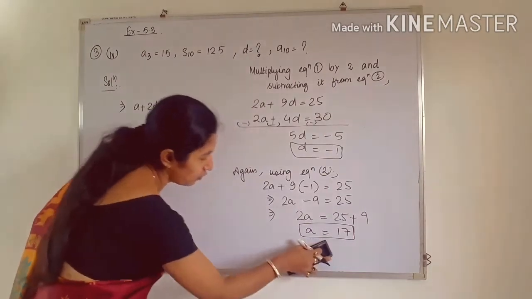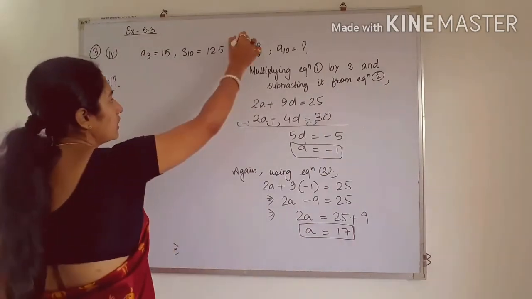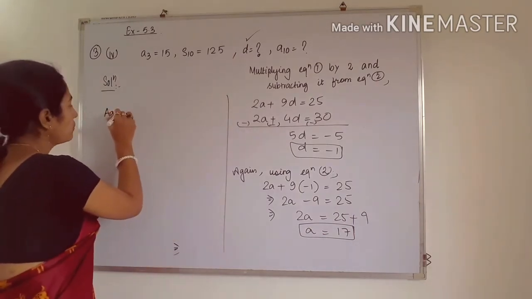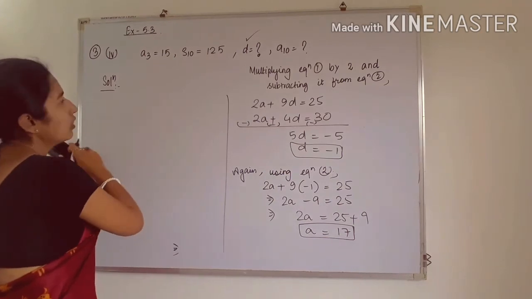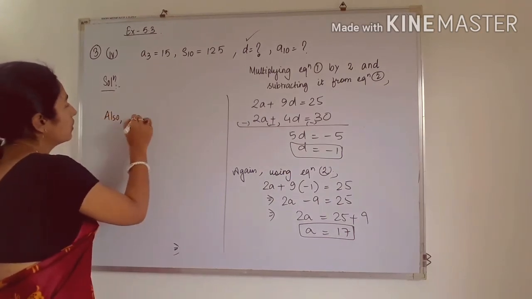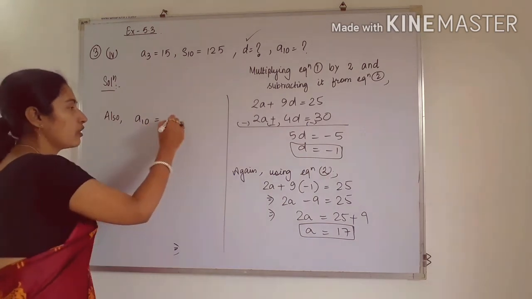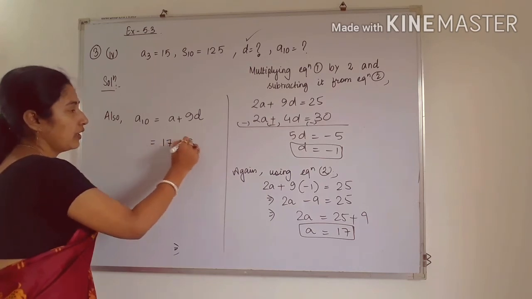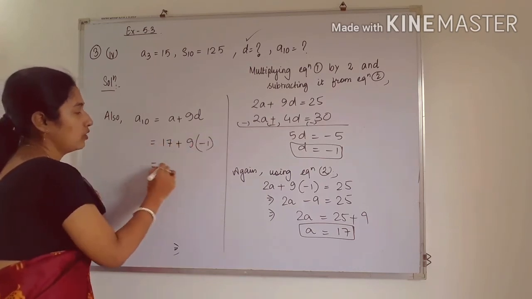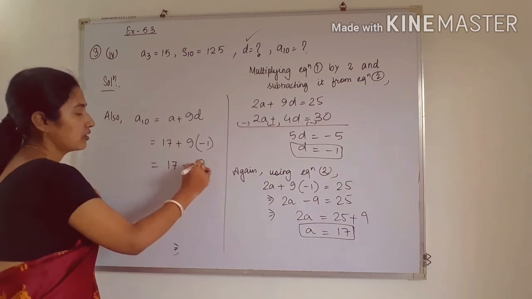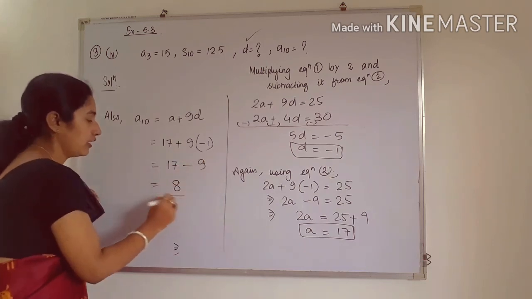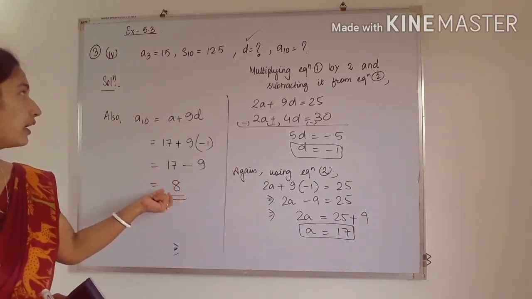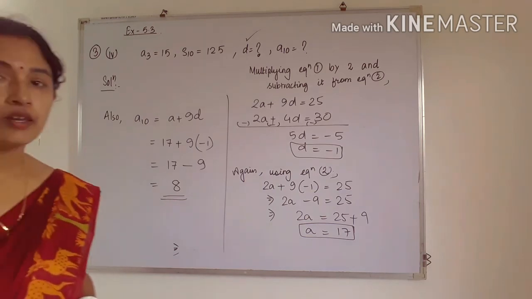Now what is the rest we have to find? Already we got d, now we have to find the value of a10. Using the general term formula, a10 is equal to a plus 9d. The value of a is 17, and 9 into d will be minus 9. So 17 minus 9 will be 8. So the 10th term of this AP is 8. This is the final answer.